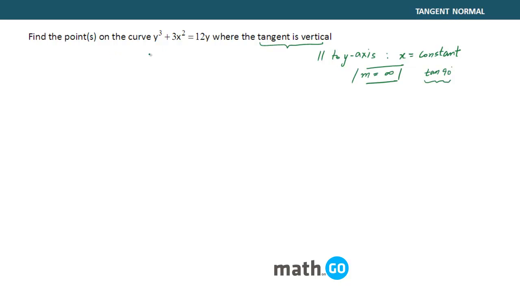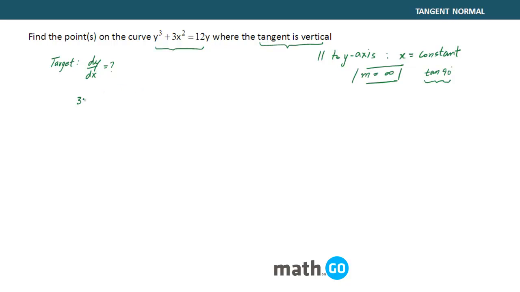So how do we solve this? Remember that this may be an implicit function or an explicit function, it doesn't matter. You just have to differentiate, because we want to find the target. The target is again to find dy by dx and equate it to infinity. So let's start, just differentiate this.